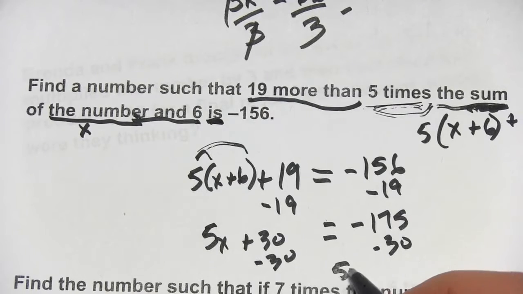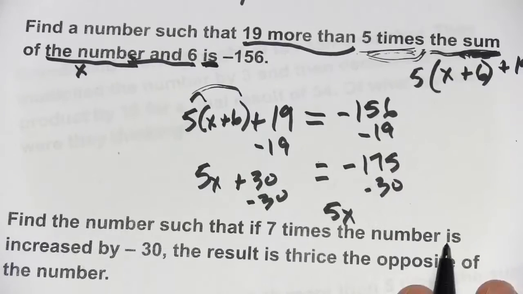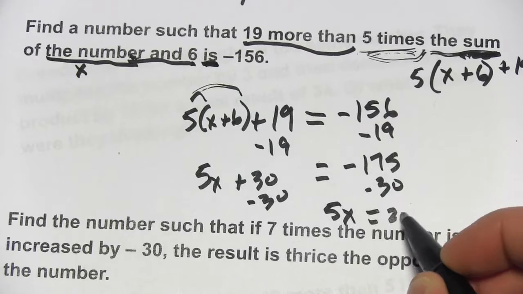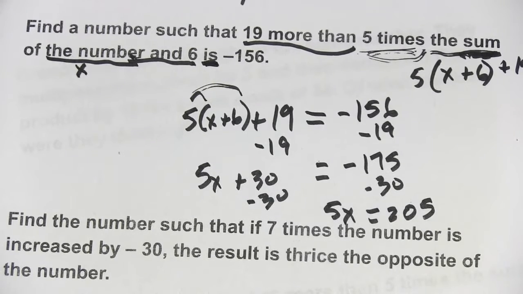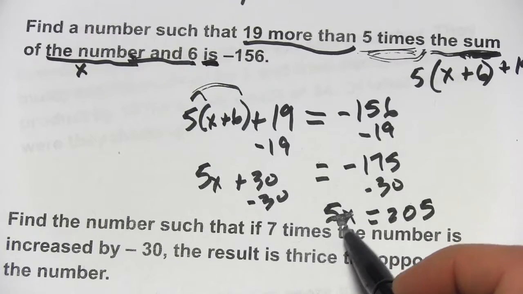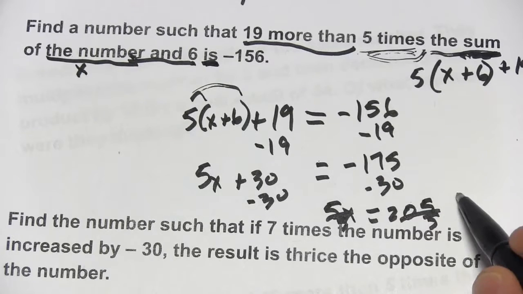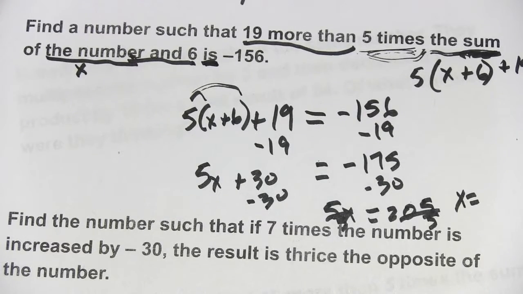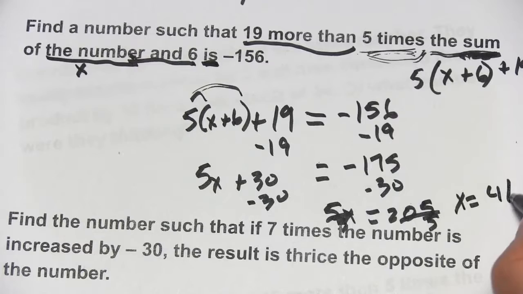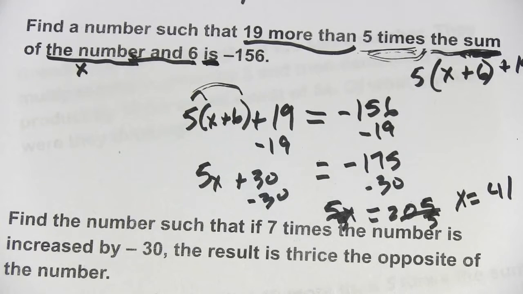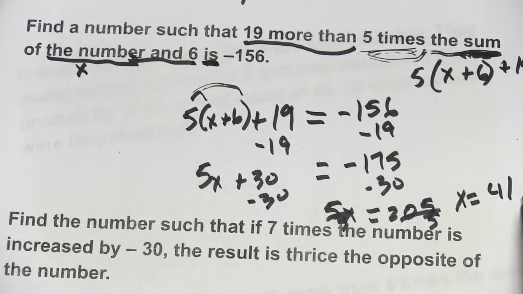We're going to get 5x equals 205. And then we've got to divide both sides by 5. And you're going to get x equals 41. Whew.